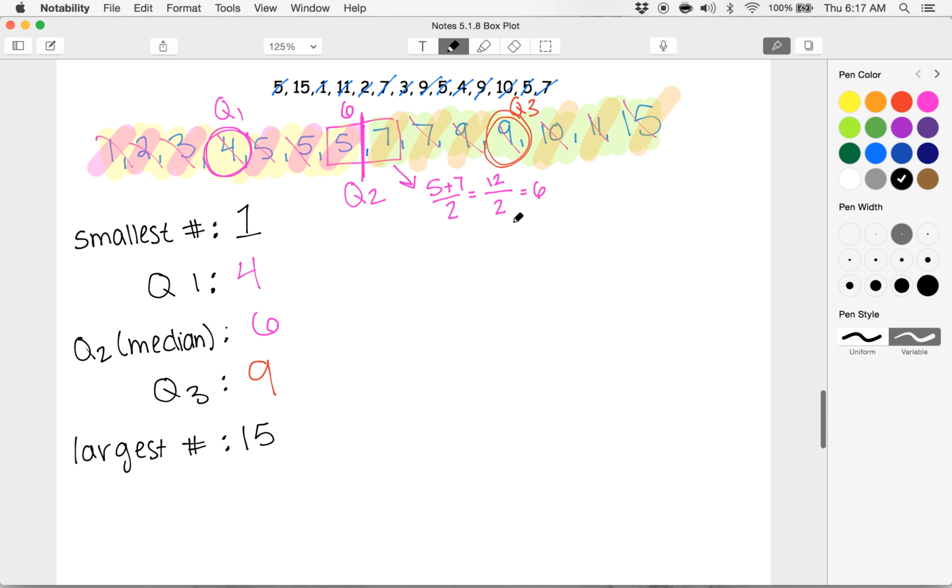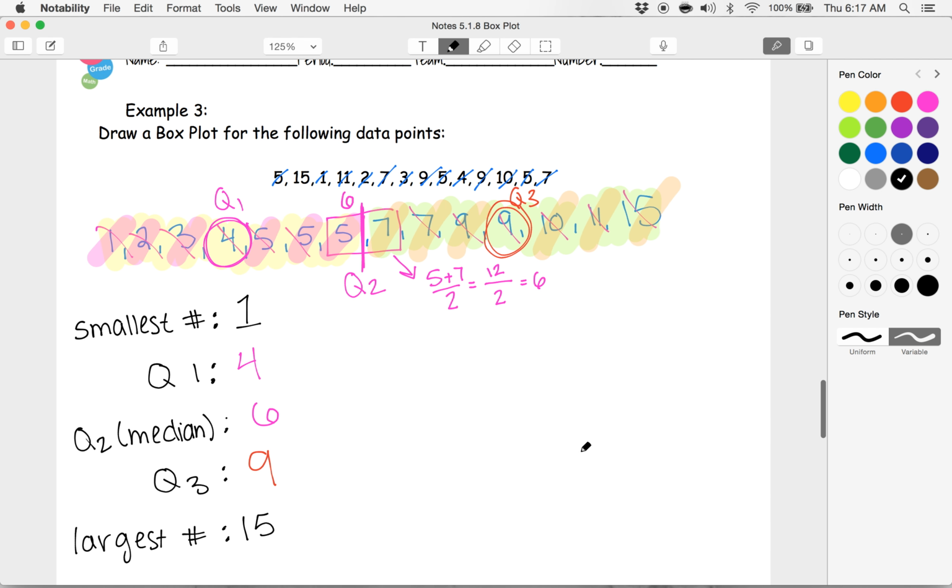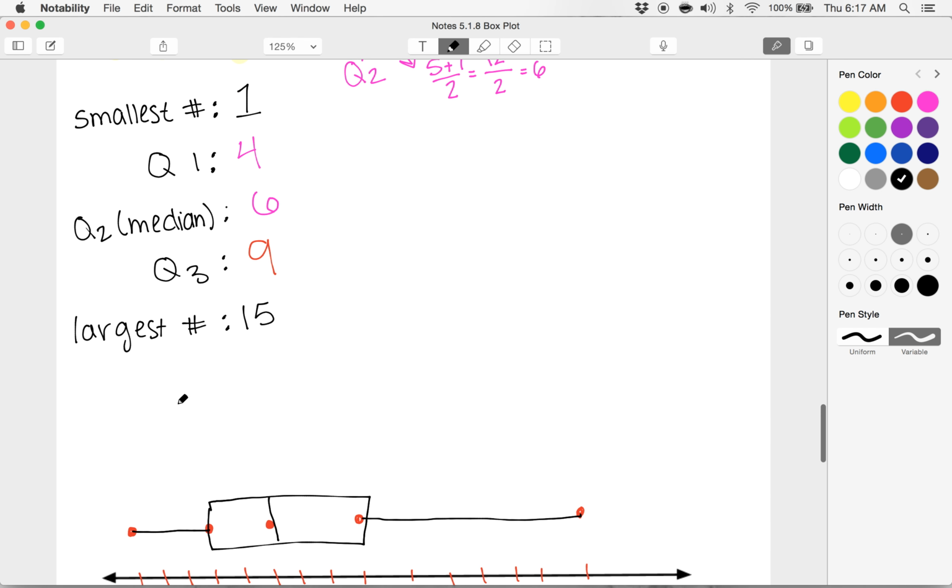Last thing, did these numbers talk about anything in particular? Nope. So we're going to label this box plot example 3.